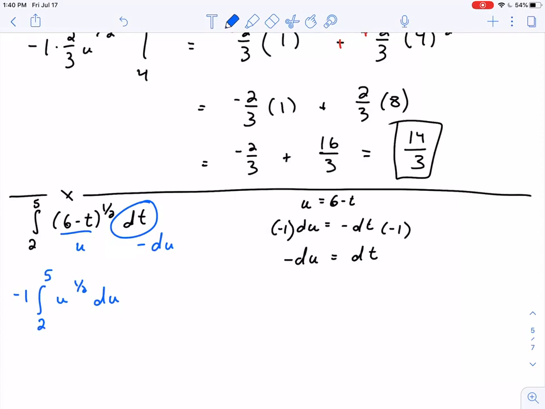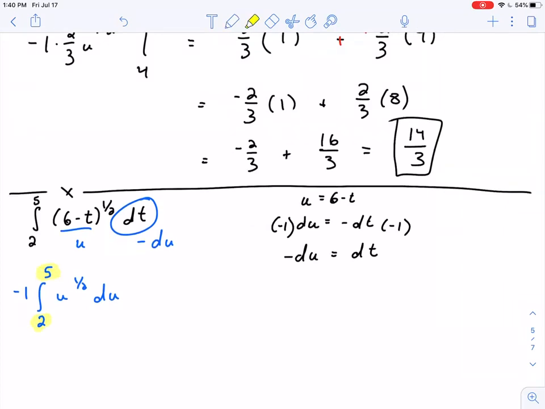And this is one of those things that, as a math teacher, just makes me kind of cringe and makes me go, I don't like it. The problem is that these limits of integration are in terms of t, and your integral is in terms of u. This is technically wrong to write it this way. Now I say technically wrong, but we can kind of account for it later on in the problem.